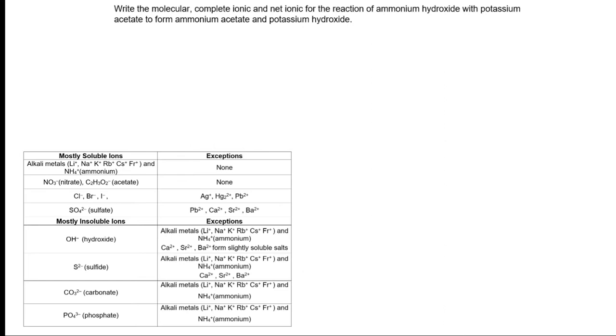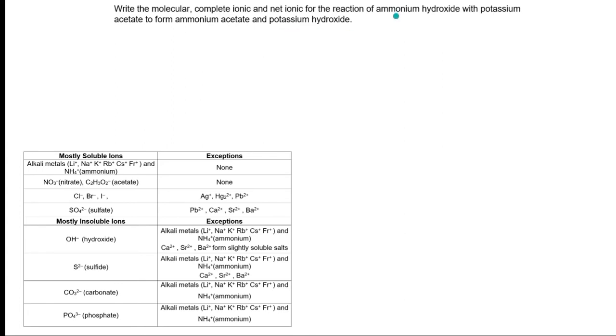Let's continue using our solubility rules, and let's start writing ionic and net ionic equations. So our problem states that we want the molecular, complete ionic, and net ionic for the reaction of ammonium hydroxide and potassium acetate, and that's going to form ammonium acetate and potassium hydroxide. Let's get the molecular equation first.